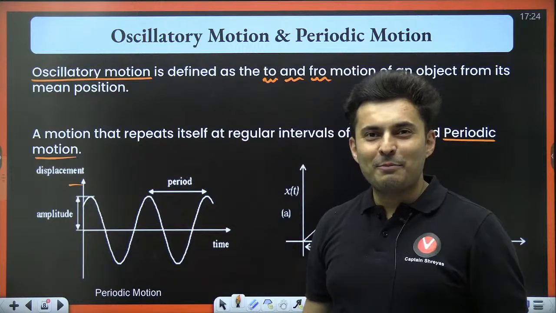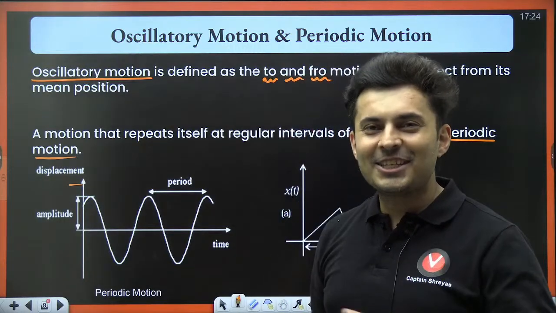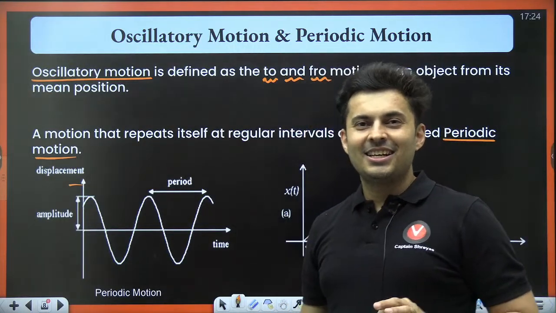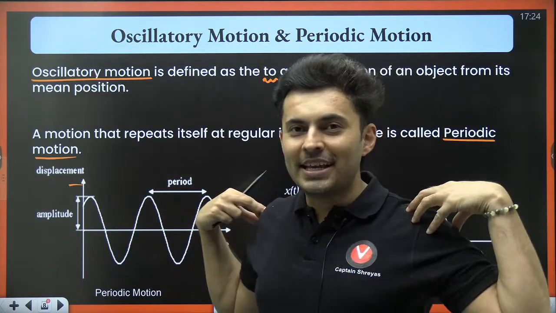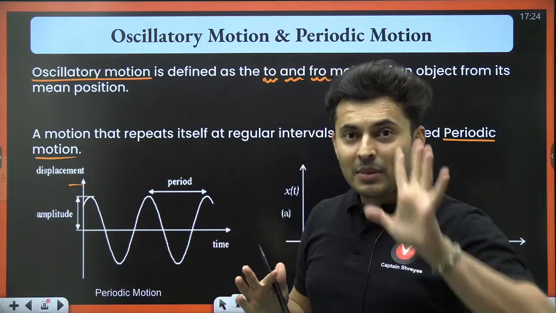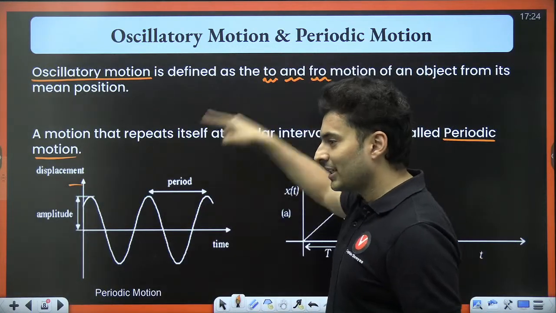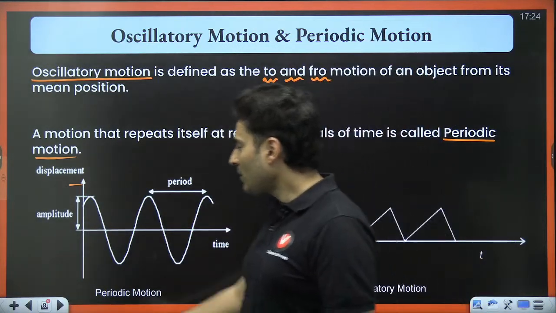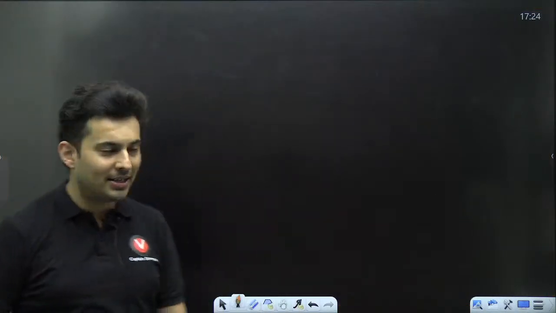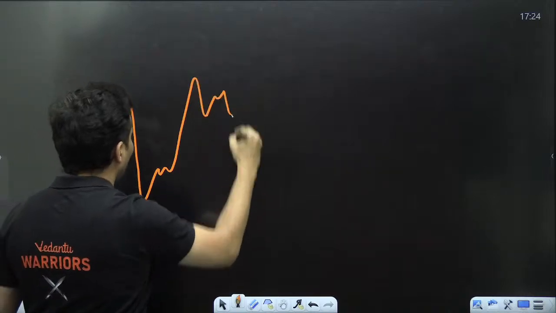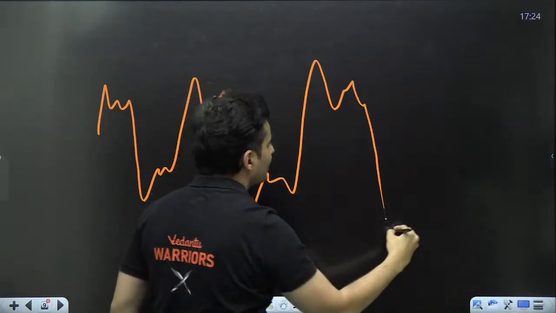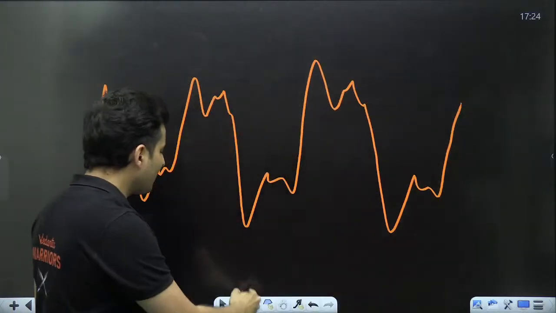One such good example of periodic motion is your ECG signals. Have you seen a doctor putting electrodes on the body and then measuring ECG? Everybody might have seen one graph will come. How many of you have seen that graph, my dear students? Like this it will come, then like this it will go, right? That is also a periodic motion.